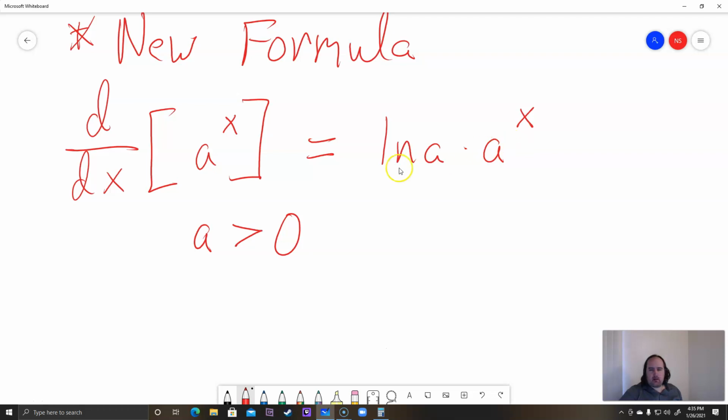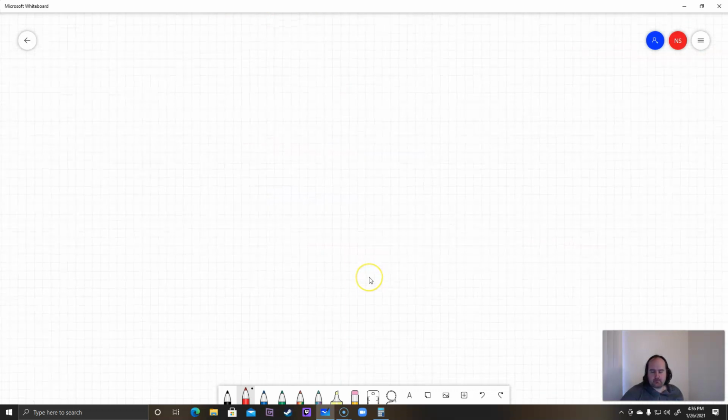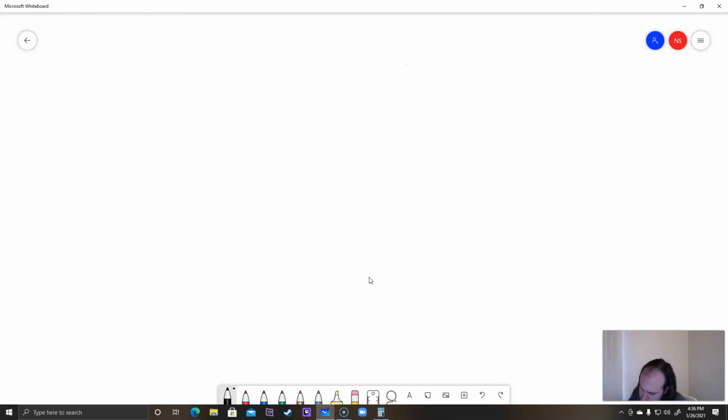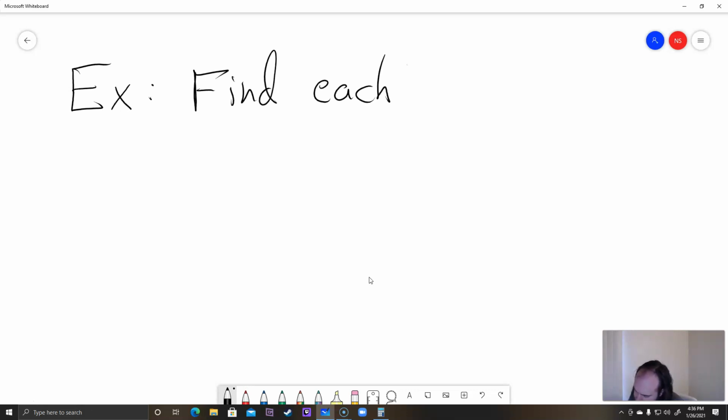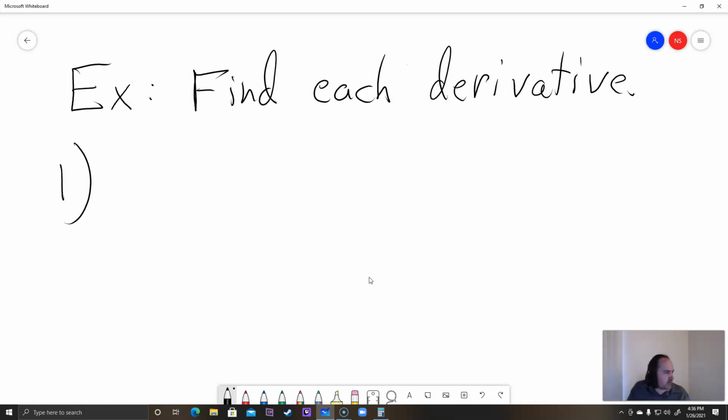Now, the reason for this is actually pretty simple, and I'll show you why it works that way in the first example that we do. But normally you'll just want to use the formula. Okay, so example, find each derivative. For problem number 1, we're going to find the derivative of y equals 20 to the x.